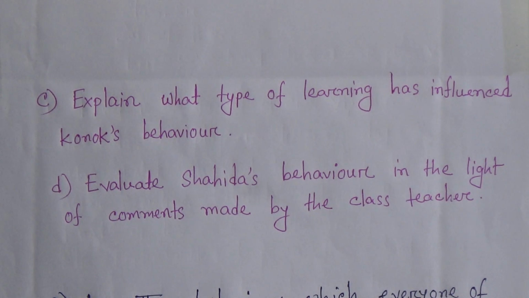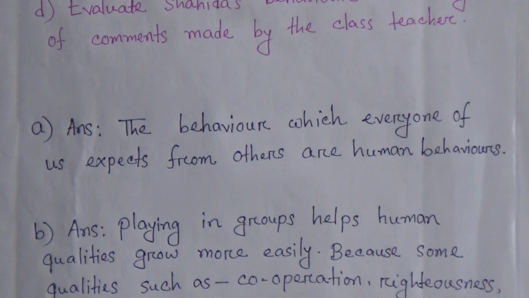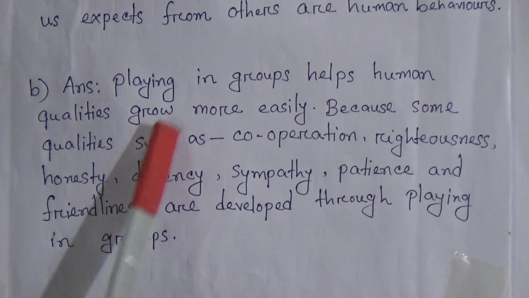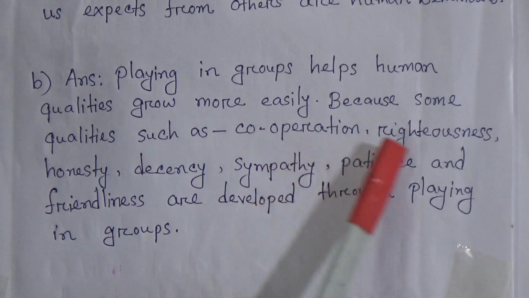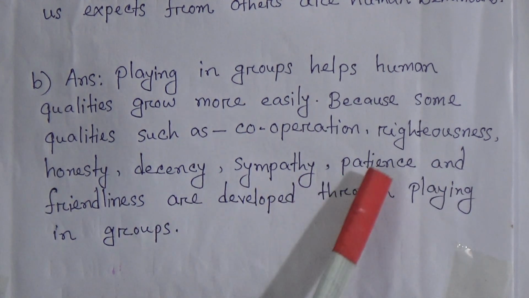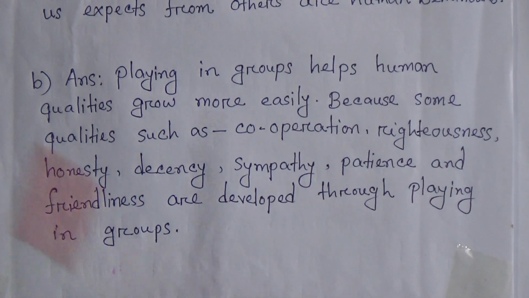Number A. What are human behaviors? Answer. The behaviors which everyone of us expects from others are human behaviors. Number B. Why do human qualities get developed through playing in groups? Answer. Playing in groups helps human qualities to grow more easily because some qualities such as cooperation, righteousness, honesty, decency, sympathy, patience and friendliness are developed through playing in groups.